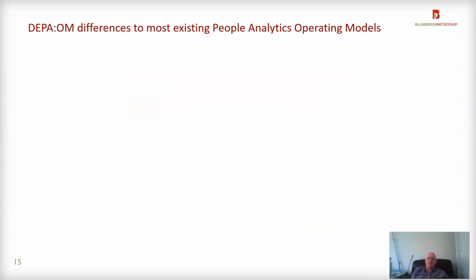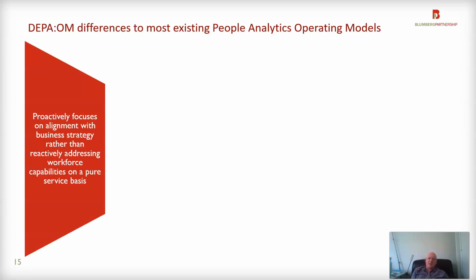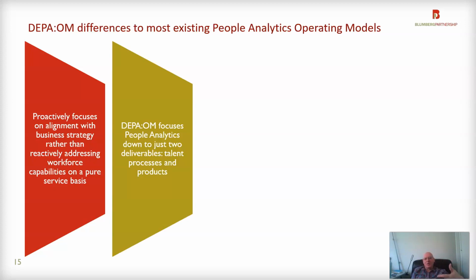Now, how is that different from a lot of the other people analytics operating models that we see today? Well, as you can see, this model proactively focuses on alignment with the business strategy by going out and actively looking at your business strategy to derive what are the workforce capabilities that we as people analytics professionals need to produce with our talent processes. So you shape those processes correctly. It's proactively done. You're not waiting for users to come to you and say, we're having a problem. You're not firefighting problems all the time. You are proactively aligning with the business strategy.